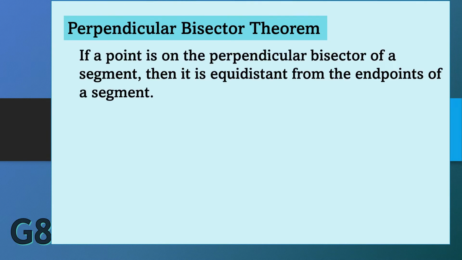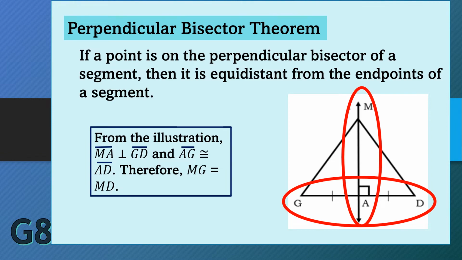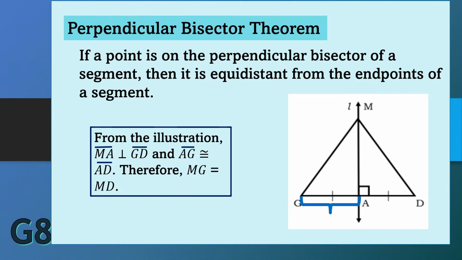Perpendicular bisector theorem states that if a point is on a perpendicular bisector of a segment, then it is equidistant from the endpoints of a segment. Say, for example, in this figure, from the illustration, we have line segment MA is perpendicular to line segment GD, and line segment AG is congruent to line segment AD. Therefore, line segment MG is equal to line segment MD.